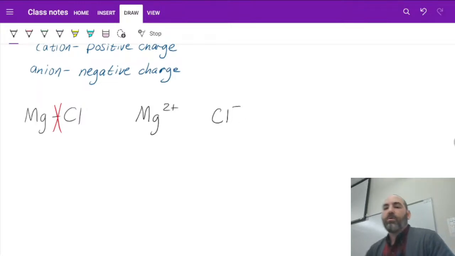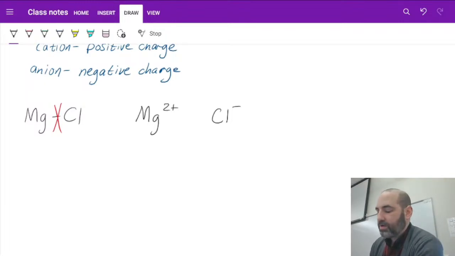And so what that means is that if we simply put them together, 1 Mg and 1 Cl, then we wouldn't have an overall neutral charge for the compound. We would have extra positive, right? We'd have Mg having a 2+, and we'd have Cl with the -1, and so you'd have a +1 left over. So we don't want to do that.